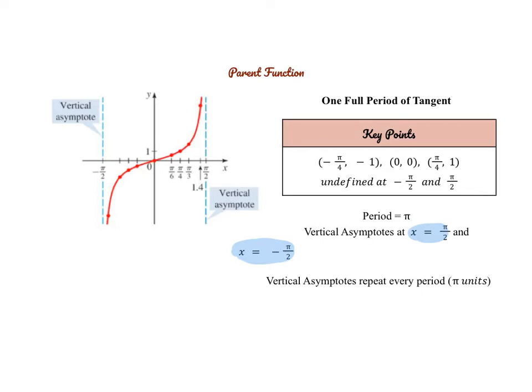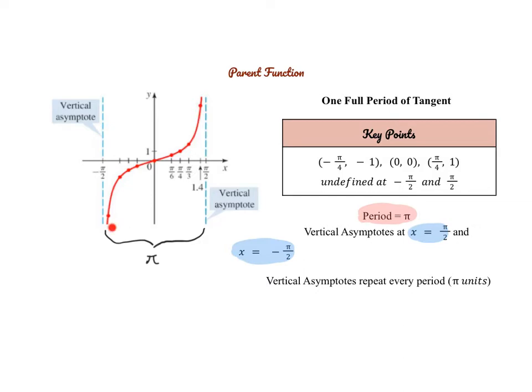Notice that they are pi units apart. Again, the distance between your asymptotes is pi units. That's why we say that the period of tangent is pi. That's also different than sine and cosine. For sine and cosine, the period is 2 pi. It takes 2 pi units to repeat itself. For tangent, it only takes pi units to start repeating itself. So that is another different thing about tangent.